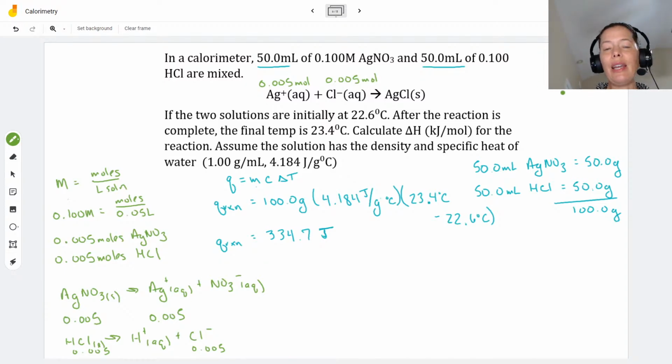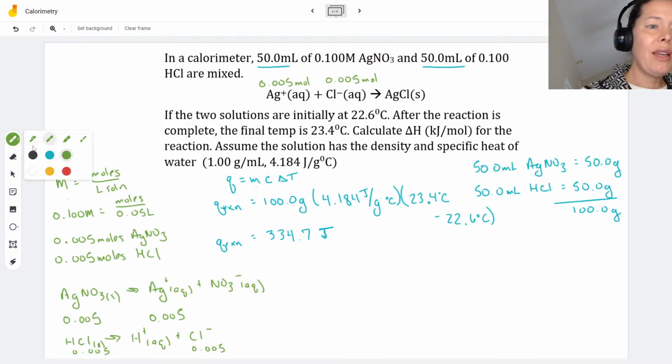So what I'm seeing here is that both of these are limiting reactants. They are perfectly in a 1-to-1 ratio, so it really doesn't matter which one is limiting. They're both going to run out at the same time, which means my number of moles is 0.005 moles for the reaction. That really makes my life a lot easier because even though I had to think about it, it makes the math really easy.